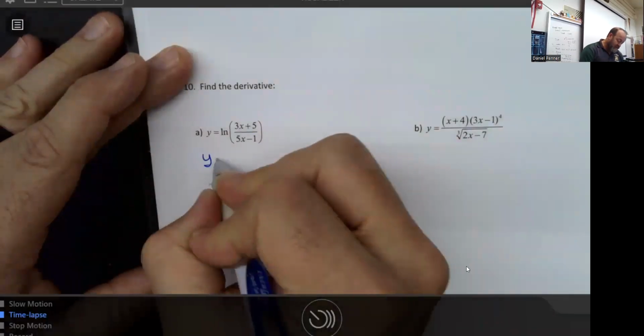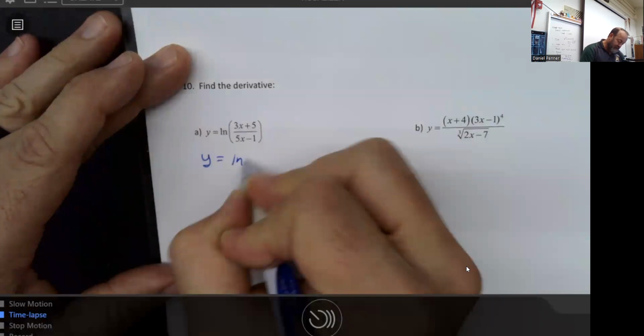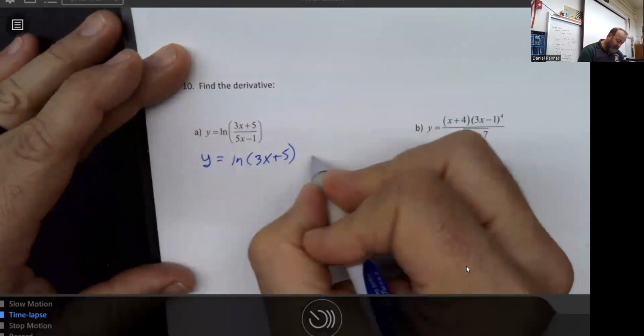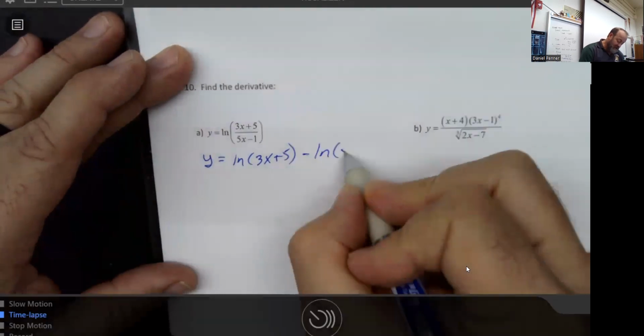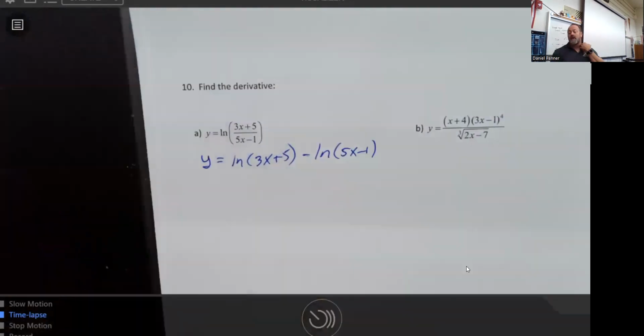So for starters, if we're going to take the derivative of this problem, we could jump right in and start working. But remember, the smartest thing to do with logarithms is first utilize their properties. So remember, in a log, you can actually break a division up as a subtraction. And so really, I haven't done any calculus yet. I just did math analysis right there.